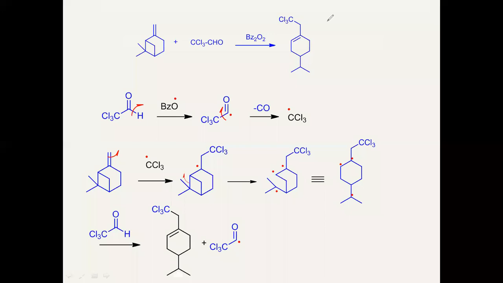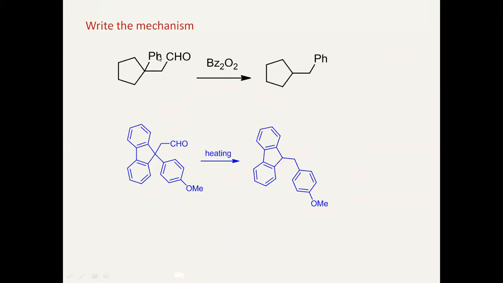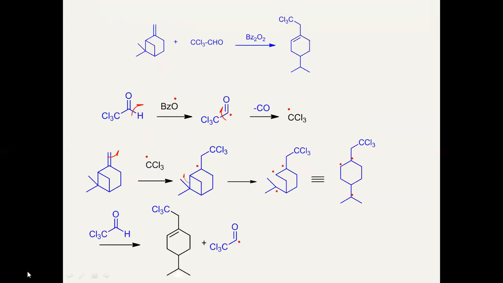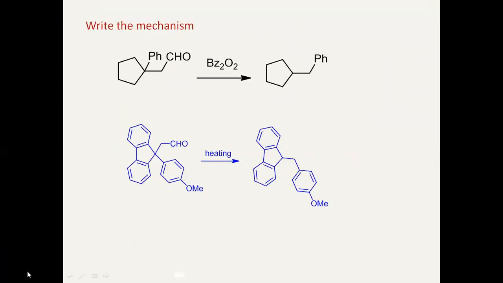And there is a generation of what? See, there is a generation of a radical again. This, minus carbon monoxide, generates this one. This reacts with another molecule and it continues. Okay, it continues. This is the mechanism of this very important reaction. Fine. Write the mechanism. This is a question for you. By using this same technique, you should follow this mechanism. Yes, all of you.